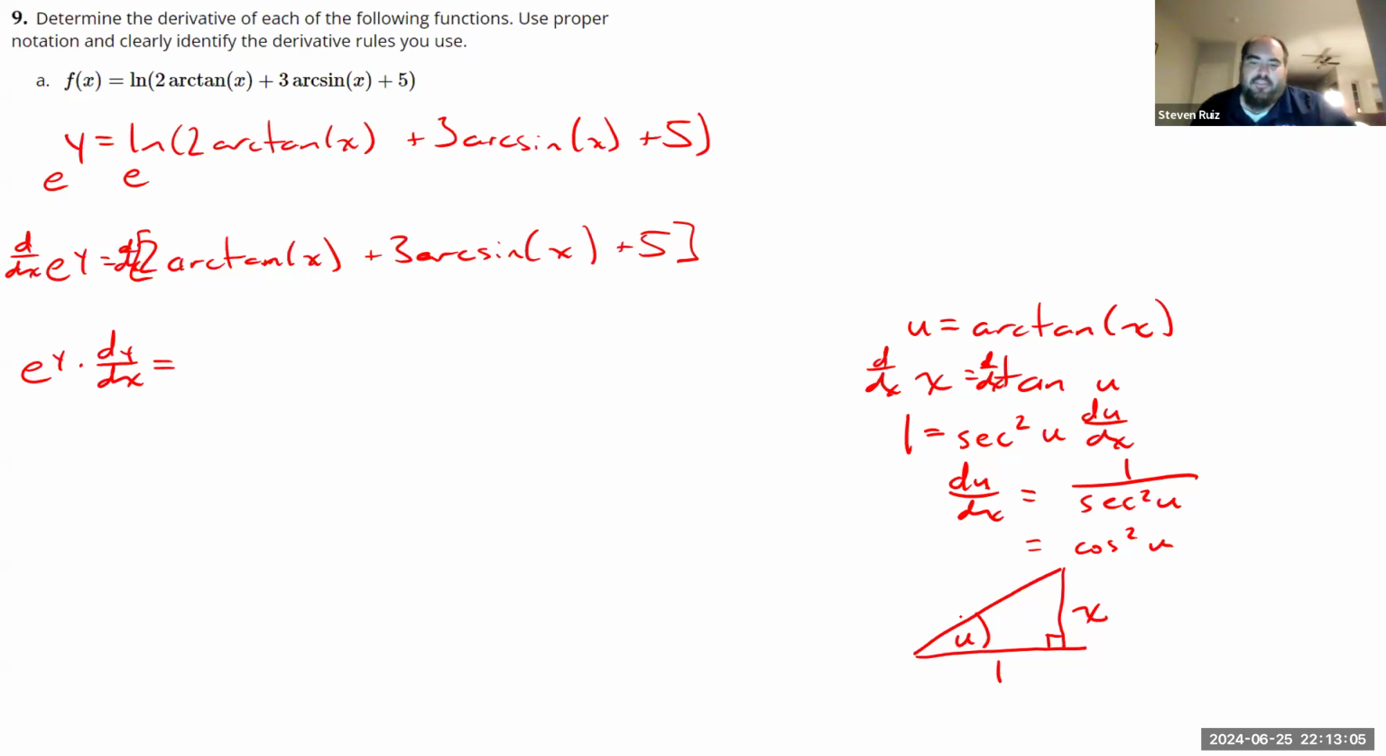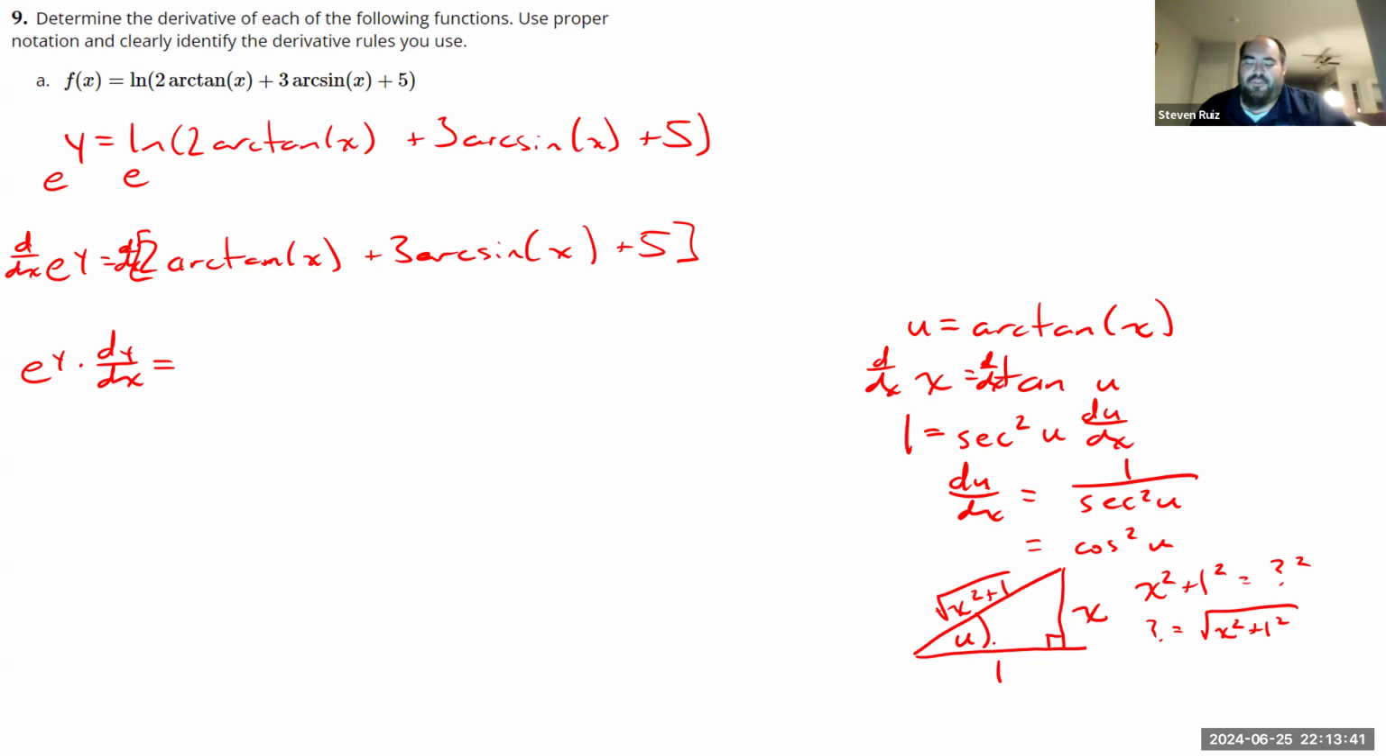That I can get from the Pythagorean theorem. x squared plus 1 squared equals hypotenuse squared. So x squared plus 1 squared equals question mark squared, which means that question mark is equal to the square root of x squared plus 1 squared. So I'm going to label this hypotenuse the square root of x squared plus 1. All right, so what's the point? We know that du dx is equal to cosine squared of u. What's the cosine of u here?